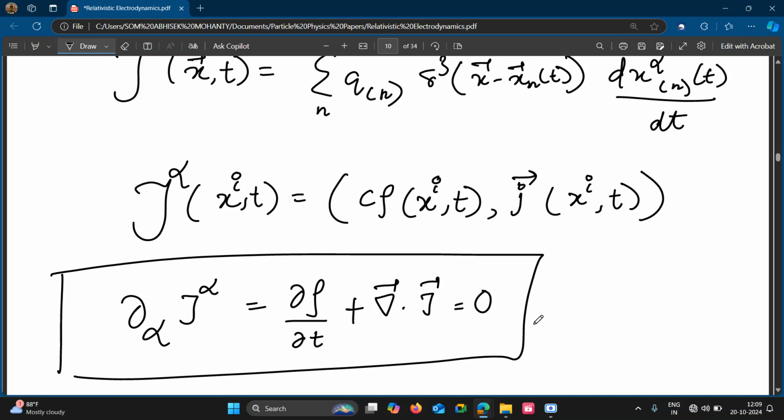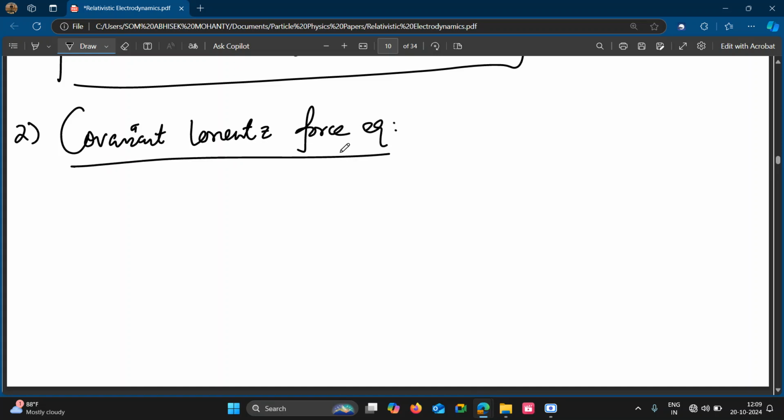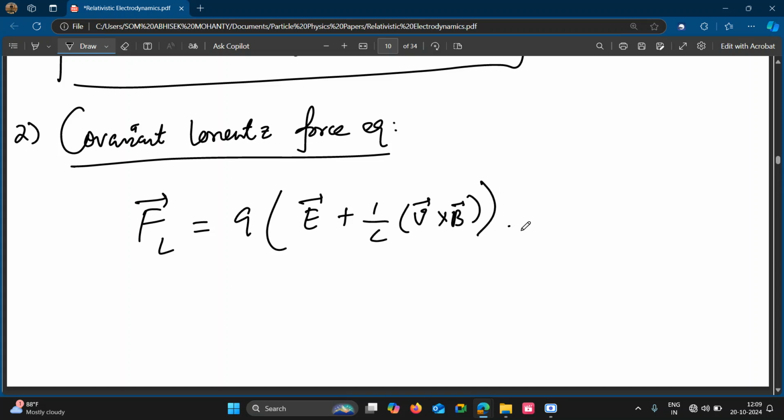Next, let's move to the covariant Lorentz force equation. What is the covariant Lorentz force equation? So, what is the Lorentz force? The Lorentz force is the total electromagnetic force. The simple Lorentz force equation is FL equal to Q times E vector plus 1 by c V cross B vector. So this is the simple Lorentz force equation.